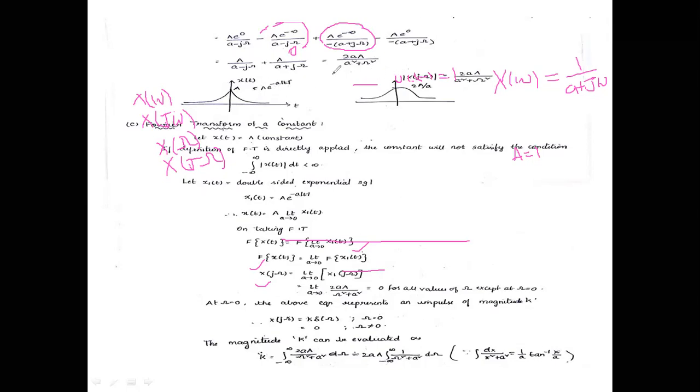It's a double-sided exponential function. It's 2a by a square plus omega square. 2a by a square plus omega square.